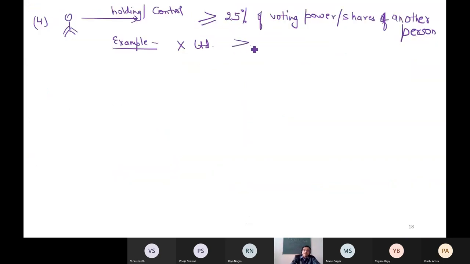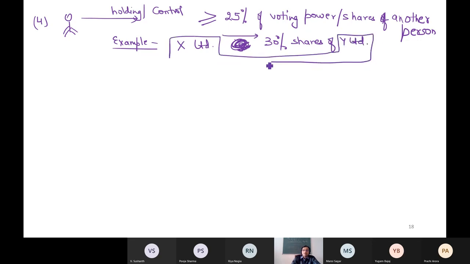X Limited is having 30% shares of Y Limited. So in this case, X Limited and Y Limited become related persons. Any supply between these two will be supply, provided it is for business.